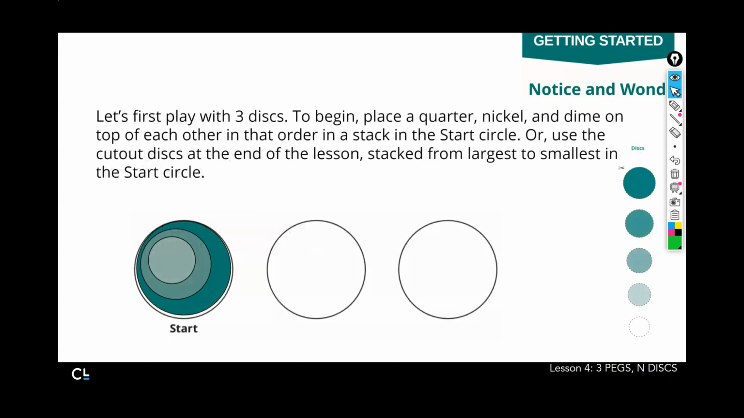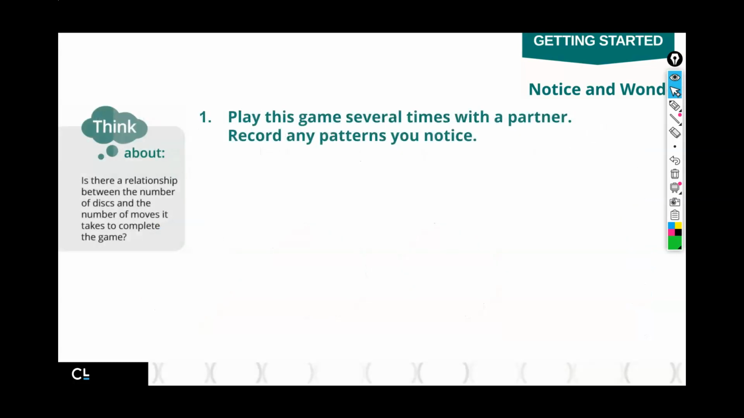Let's first play with 3 discs. To begin, place a quarter, a nickel, and a dime on top of each other in a stack in a circle, or use the cutout discs at the end of this lesson to stack from largest to smallest in the circle. Again, I recorded me playing this trick in another video. Feel free to watch it. Play this game several times with a partner. Record the patterns that you notice.